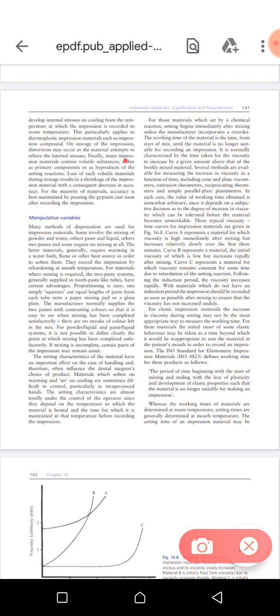Finally, many impression materials contain volatile substances, either as primary components or as byproducts of setting reactions. Loss of such volatile materials during storage results in a shrinkage of the impression material, with a consequent decrease in accuracy. For the majority of materials, accuracy is best maintained by pouring the gypsum cast soon after recording the impression.